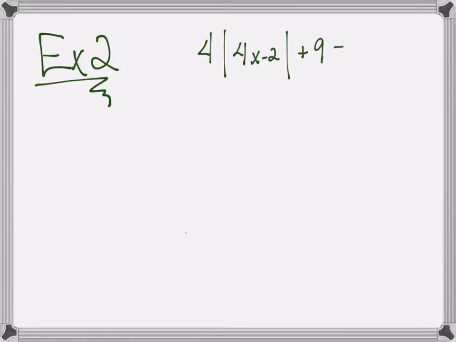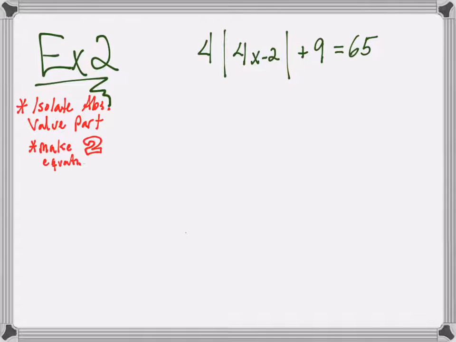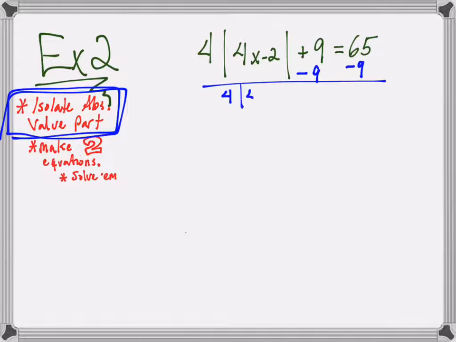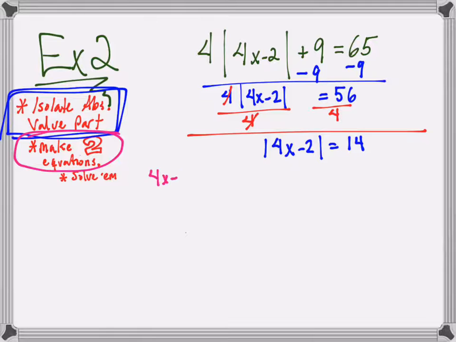So our second example here, got kind of a lot of stuff going on the outside. So what we got to do is get the absolute value alone. Let's isolate the absolute value part. So what we're going to do is do our order of operations backwards. So first we subtract the 9, then we're left with just this part here. So we're going to divide by the 4, and that gives us this result.